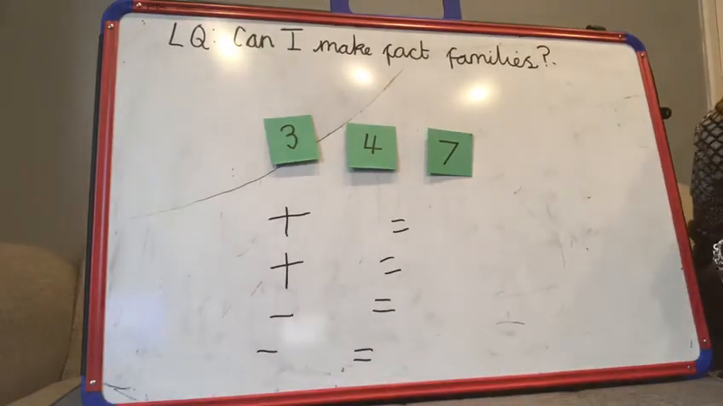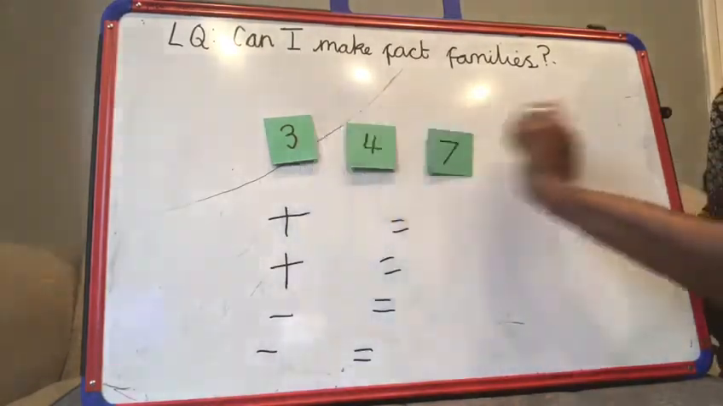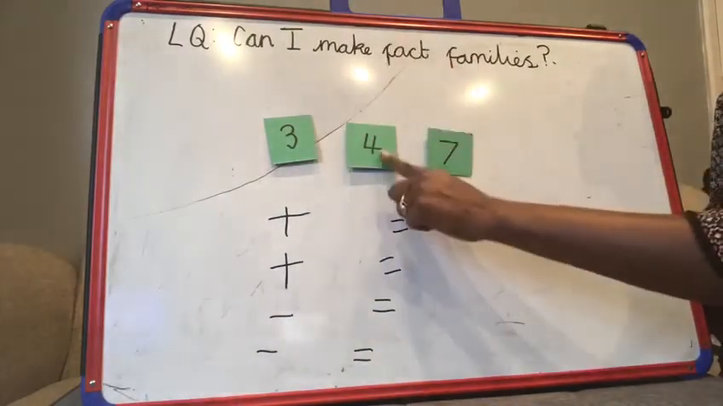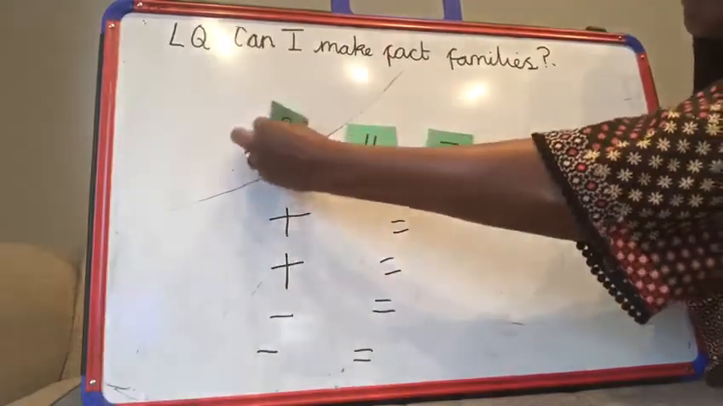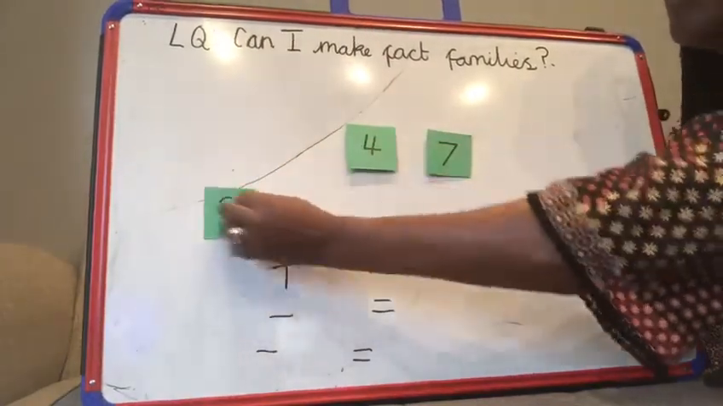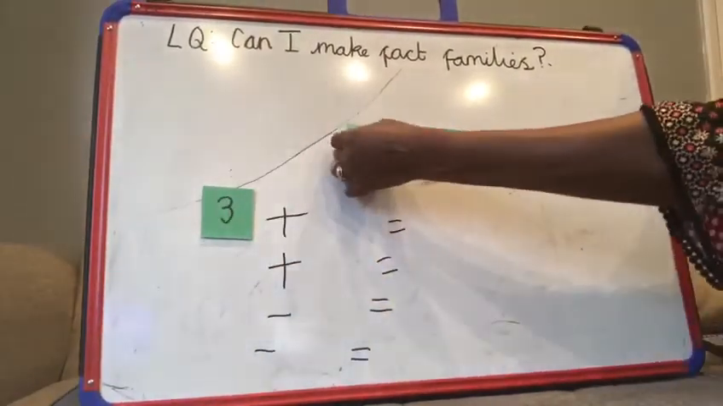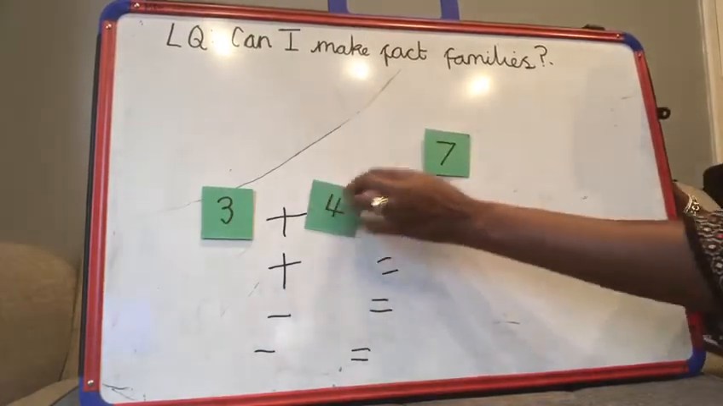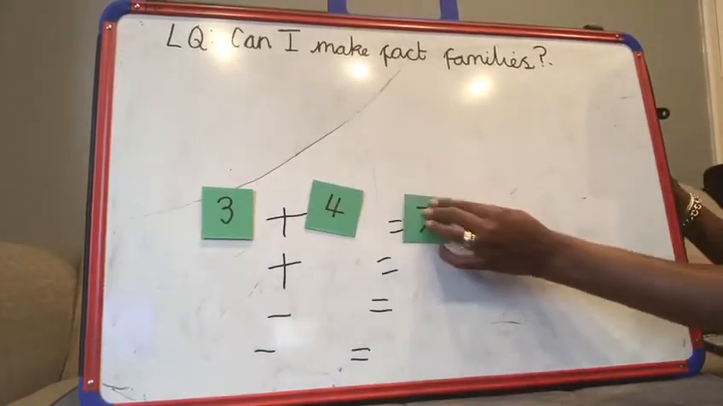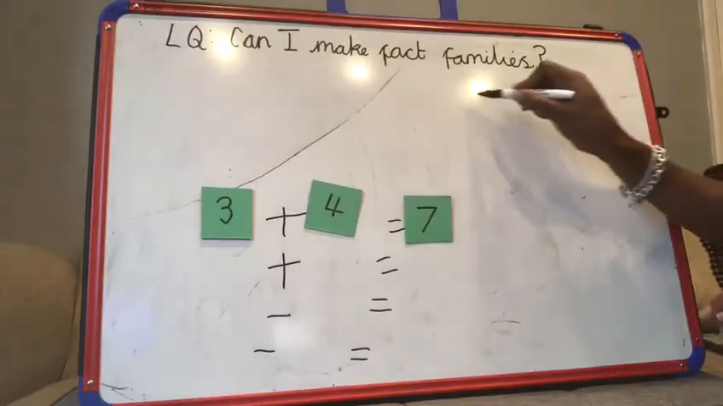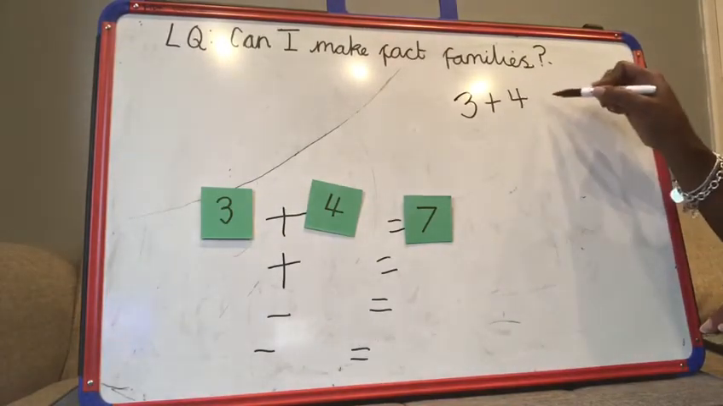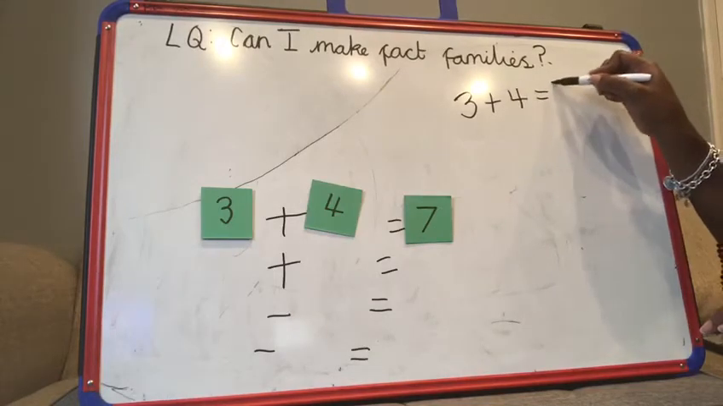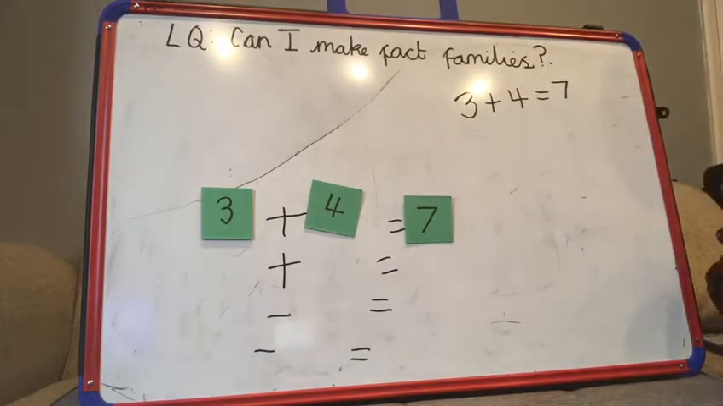Let's have a look. I've got 3 numbers, 3, 4 and 7. I can add 3 plus 4 and that makes 7. So that is my one addition number fact. 3 plus 4 equals 7.